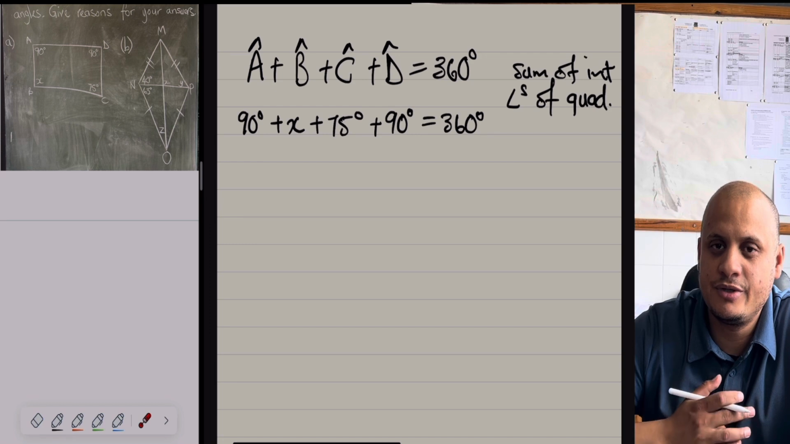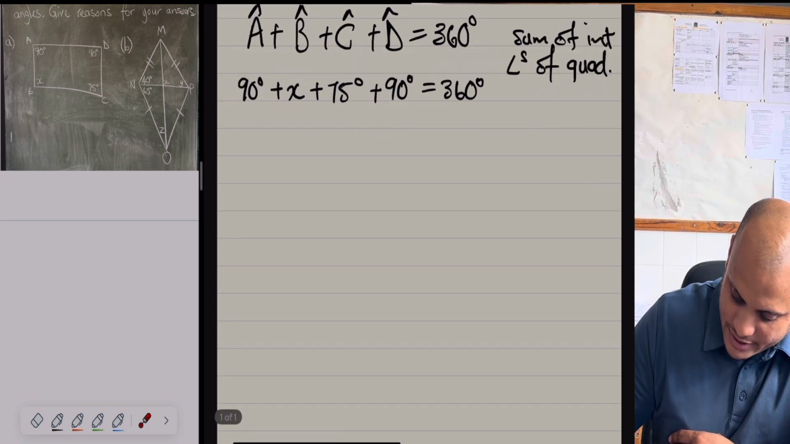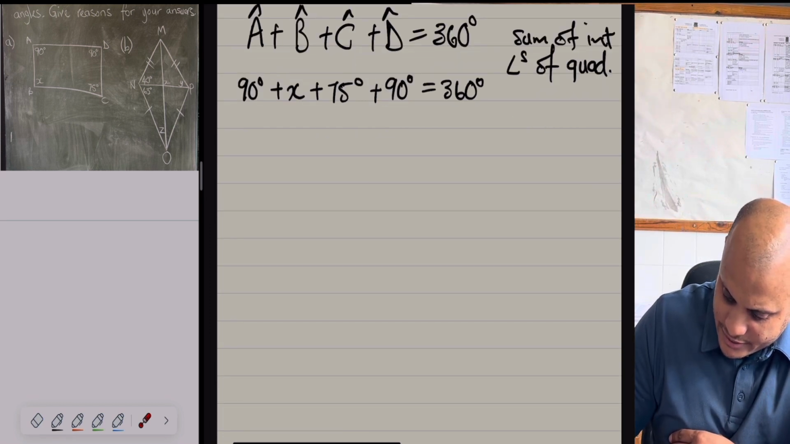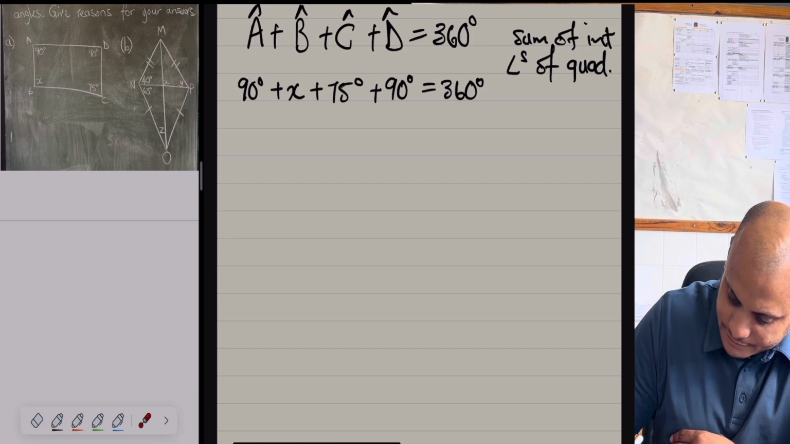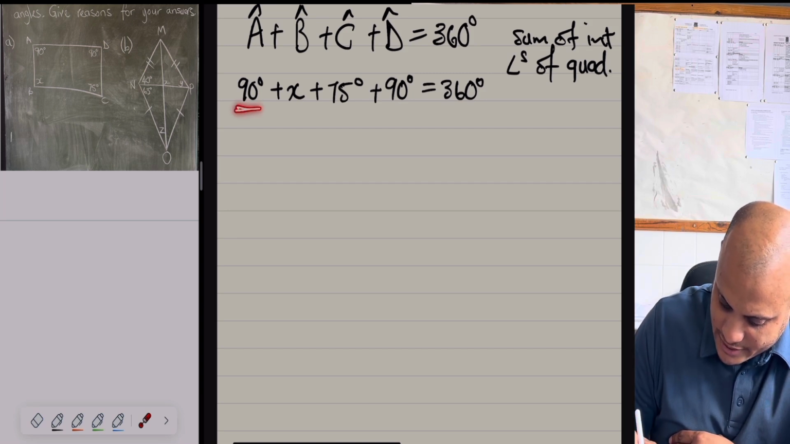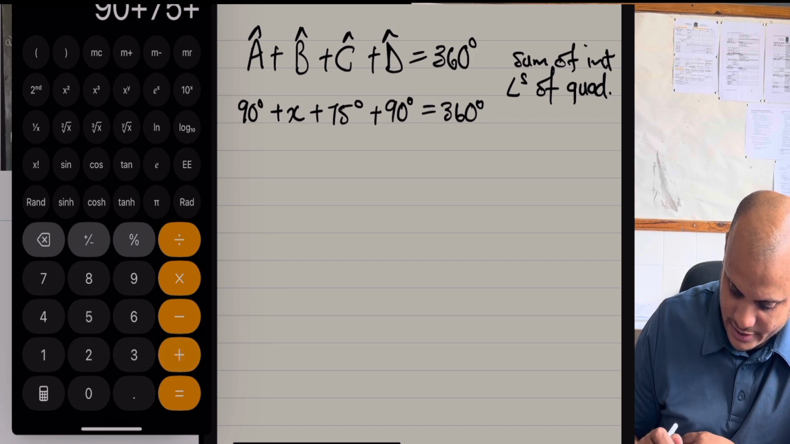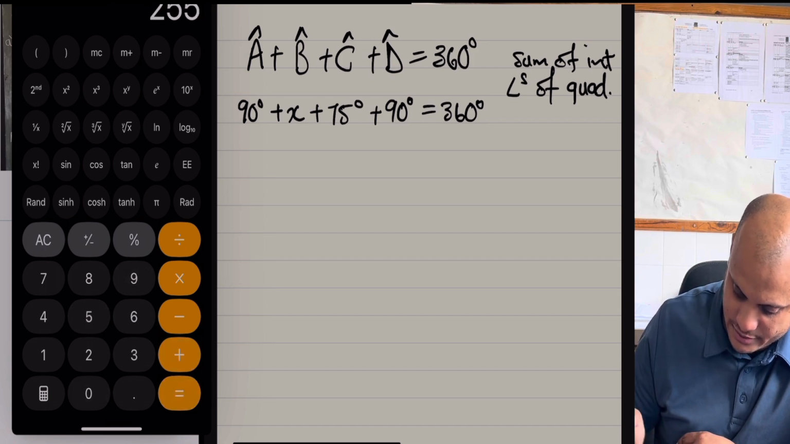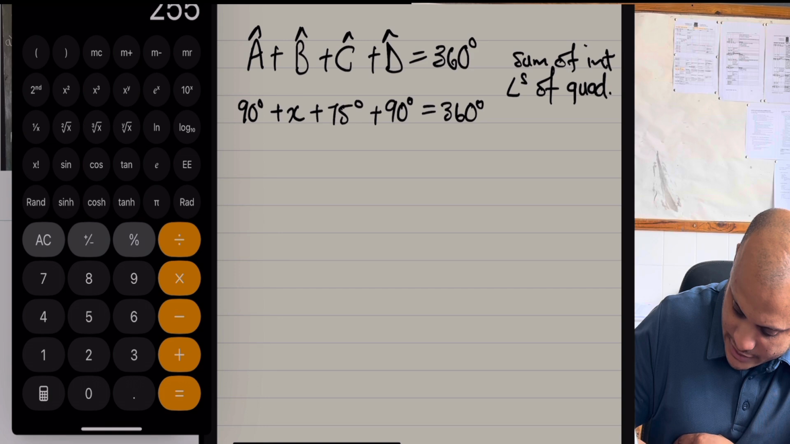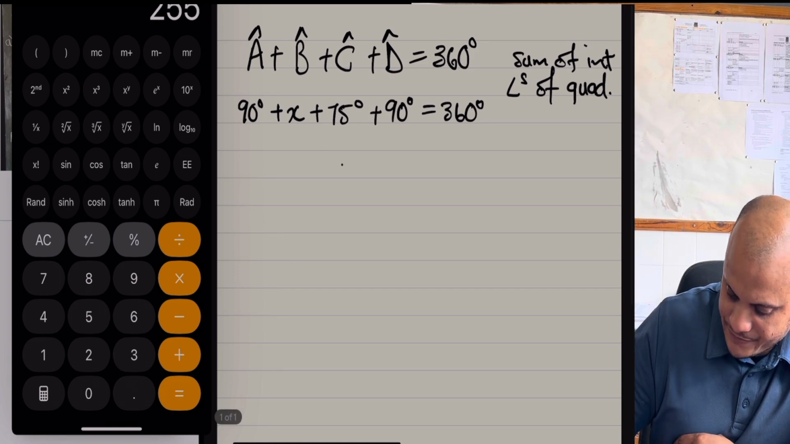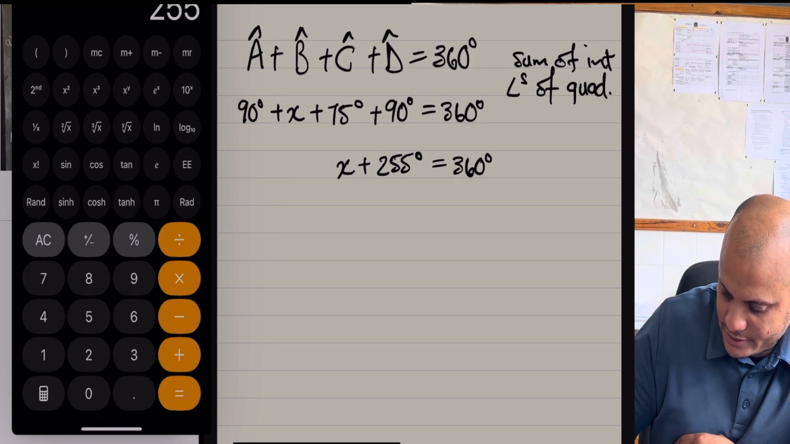Now all that's left to do is to solve the equation. I will then add up all the values. So I've got 90, 75, and 90. Okay, so if I take 90 degrees and I add 75 degrees and I add 90 degrees, I get a total of 255 degrees. So that means I have here X plus 255 degrees is equal to 360 degrees.